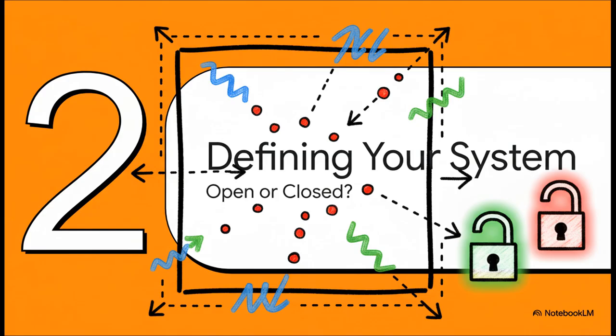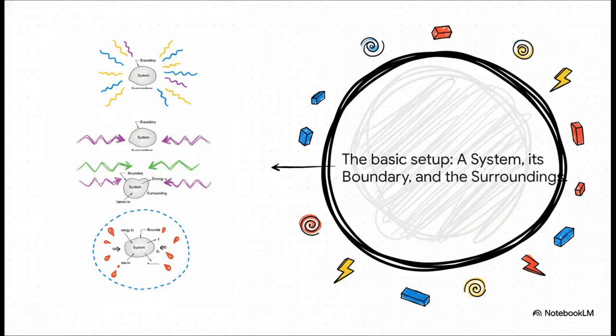Okay, so we've got our box, but now we have to ask a really important question. What can get in and out of it? Can stuff cross the walls of our box? Because the answer to that question puts our system into one of two major categories. And this right here, this is the basic setup for everything we're going to talk about. You've got the system, that's the star of our show. You have the surroundings, that's everything else. And that dotted line separating them, that's the boundary. Seriously, every single problem in thermodynamics starts with this simple picture.